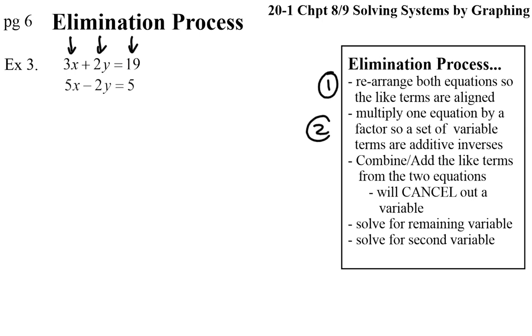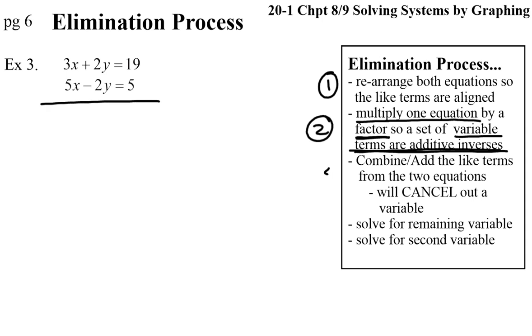Second thing, this is where the math has to happen. This is where the thinking occurs: you have to multiply one of the equations by a factor so that you have variable terms that are additive inverses. I want my x's or my y's to be additive inverses. Well, in this case, we already have the y's as additive inverses. 2y, negative 2y, they are additive inverses, so I don't have to multiply by anything in this case.